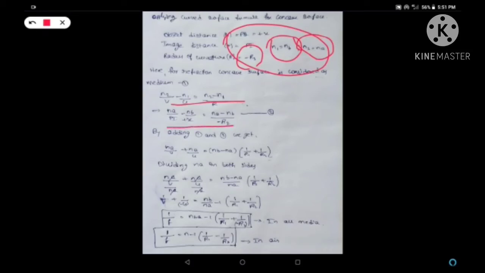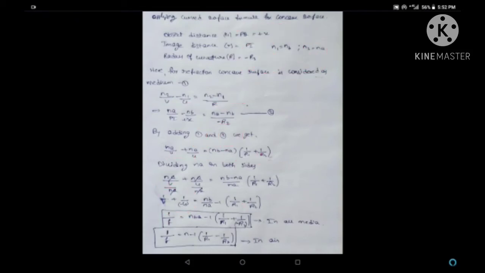By adding the first equation, the curved surface formula for the convex surface, and the second, for the concave surface, these two equations we should add. By adding them we get Na by v plus Na by u is equal to Nb minus Na into 1 by R1 plus 1 by minus R2. By dividing by Na on both sides of this equation we get 1 by v minus 1 by u is equal to Nb by Na minus 1 into 1 by R1 minus 1 by R2.